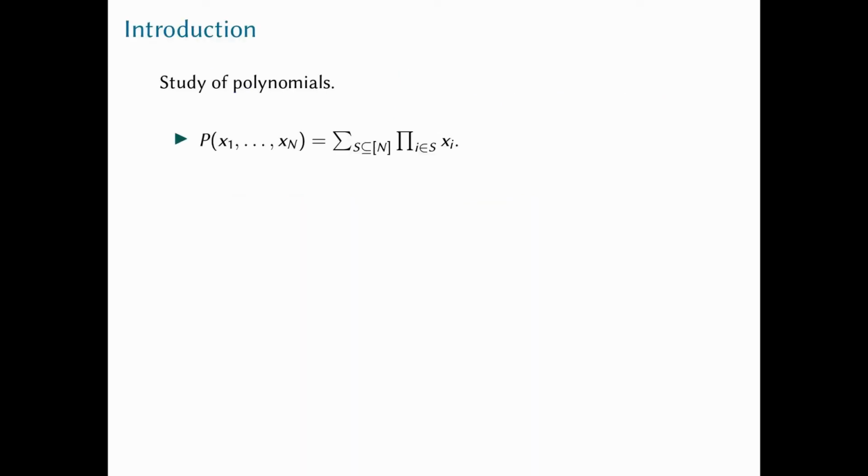We want to study polynomials, so if we consider P like that, we can notice this expression. It is given by a sum which has 2 to the n terms. So if we want to compute this polynomial P like that, we'll need 2 to the n operations.